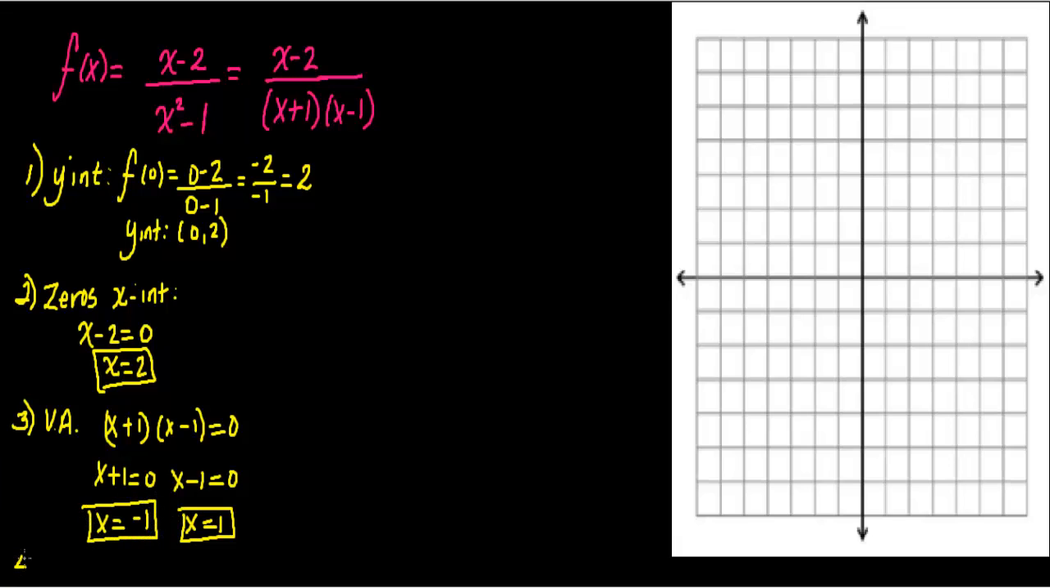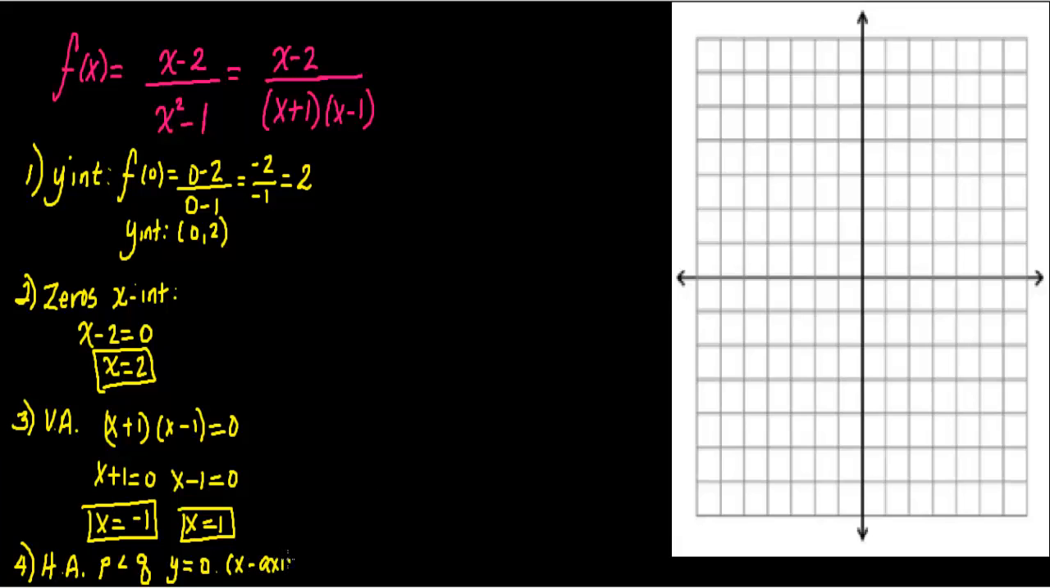For the horizontal asymptote, remember we're going to look at the degree. The degree in the numerator is 1. The degree in the denominator is 2. That means that the degree in the numerator is less than the degree in the denominator. And we said that when that happens, my horizontal asymptote is going to be y equal to 0. That's your horizontal asymptote, and y equal to 0 is your x-axis.